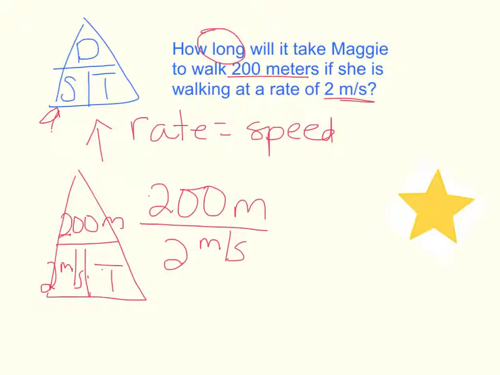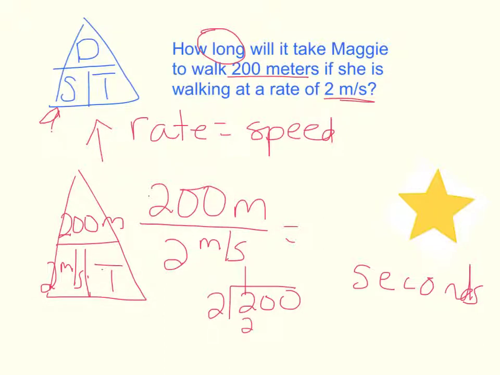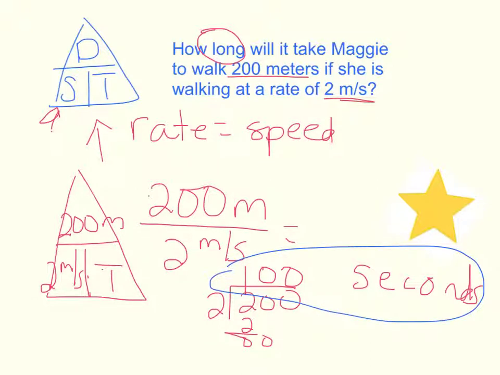A lot of little weird math stuff that we haven't talked about, but if we're looking at this, our unit is going to be seconds. And if I take 200 and divide it by 2, 2 goes into 2 once, and then 2 goes into 0, and then 2 goes into 0. So my final answer is 100 seconds. It's going to take Maggie 100 seconds to walk 200 meters if she's going at a rate of 2 meters per second.